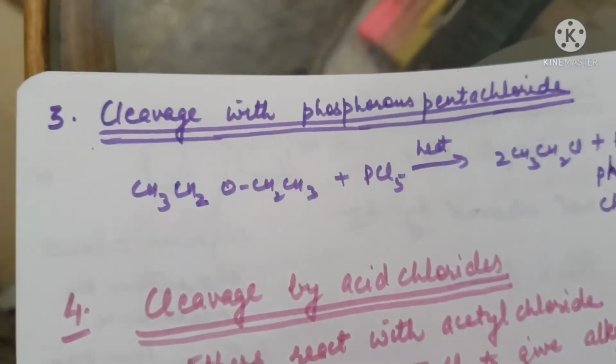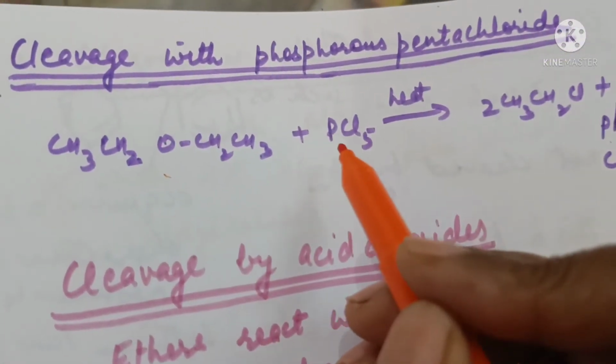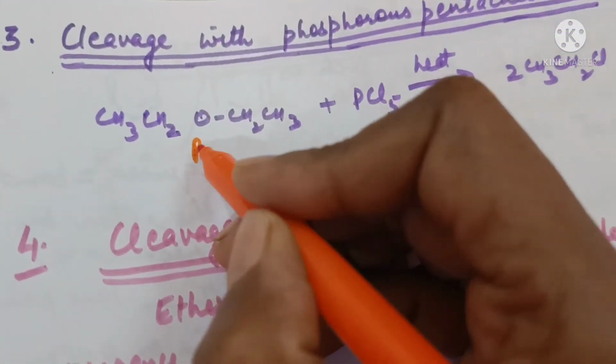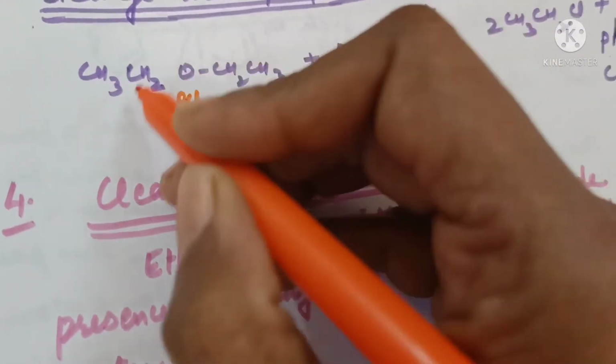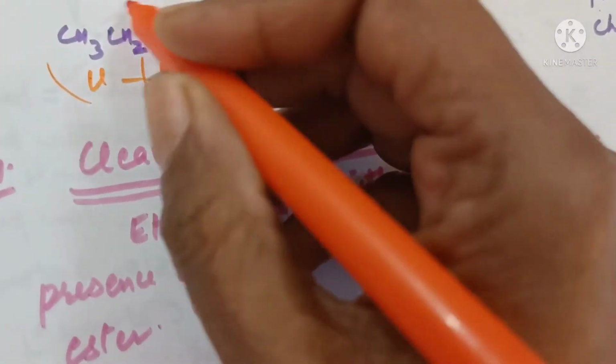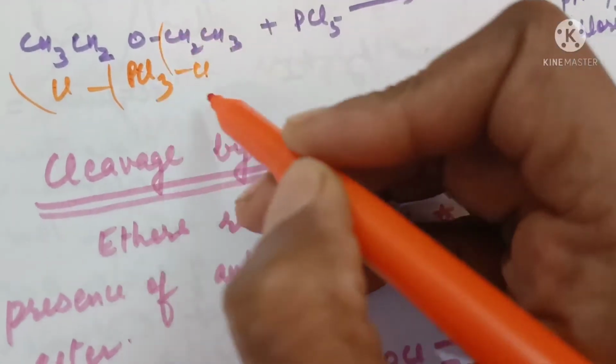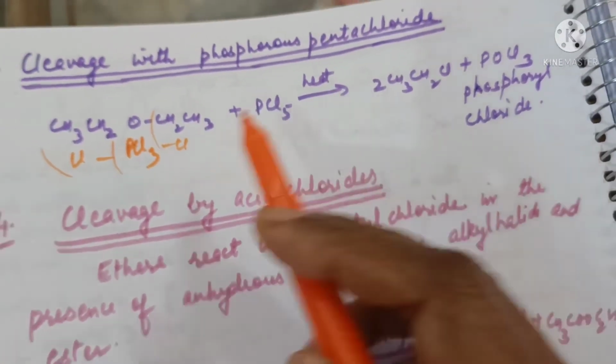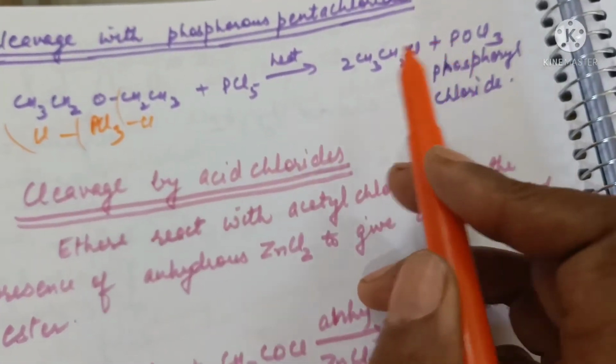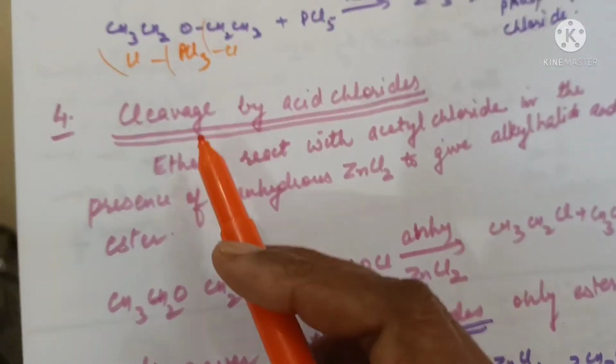Cleavage with phosphorus pentachloride. So the PCl5 will break in this manner. PCl3 will react with oxygen. Cl will react with this alkyl group. The other Cl will react with this alkyl group to form 2 molecules of ethyl halide, ethyl chloride, and POCl3.